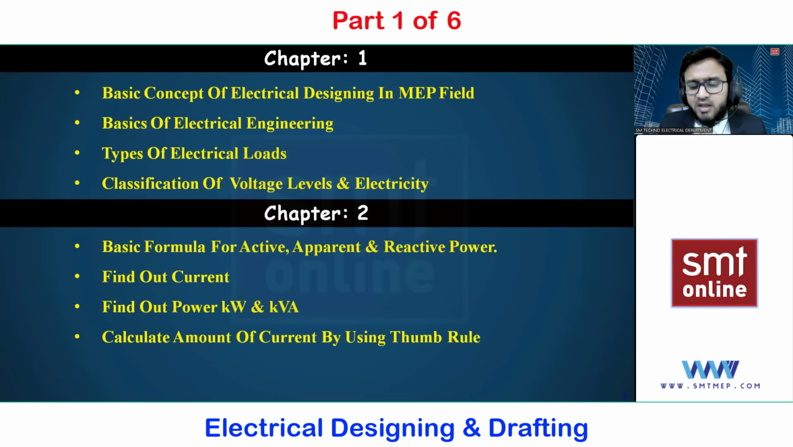What is meant by active power? Active power can also be called true power or real power. Different people give different names and terms, but at last I can conclude that everything means the same. Next, apparent power. Whatever power we are getting is actually the apparent power. The last one is reactive power. That means whatever power is helping us to boost up the supply is your reactive power.